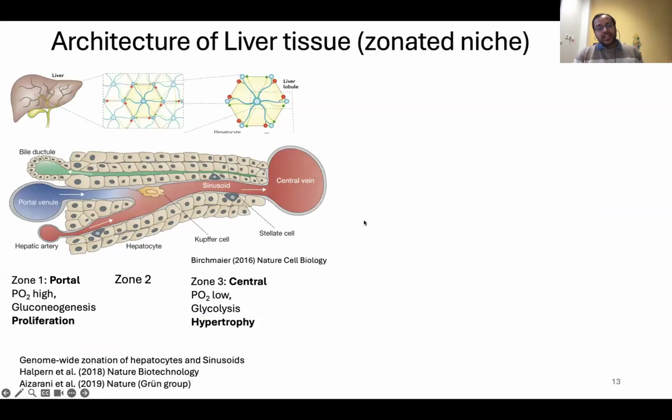As a general description, what does the liver tissue look like? Liver tissue is organized in hexagonal lobules, and this is the central lobule architecture, surrounded by the portal lobule. In the portal and central lobules, lots of oxygen and nutrient supply happens. In between we have all the hepatocytes and a lot of other cells like stellate cells, Kupffer cells, and others.